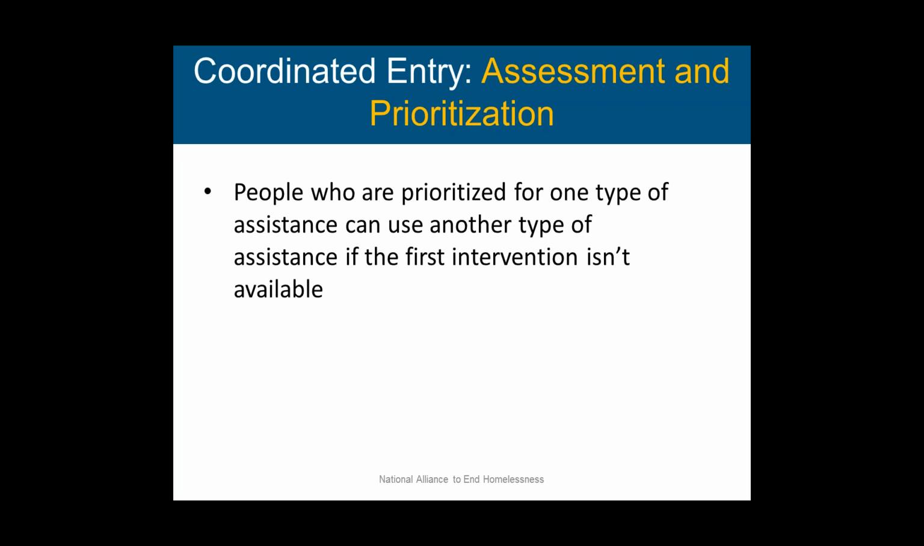A lot of communities have case conferencing. If they get a certain score, or somebody's assessed and they don't think it's the right assessment, they come back together and try to figure out what's the next best intervention.